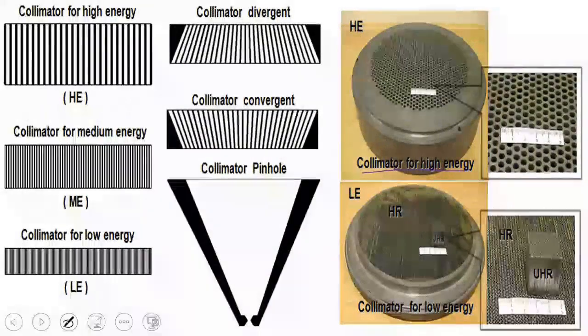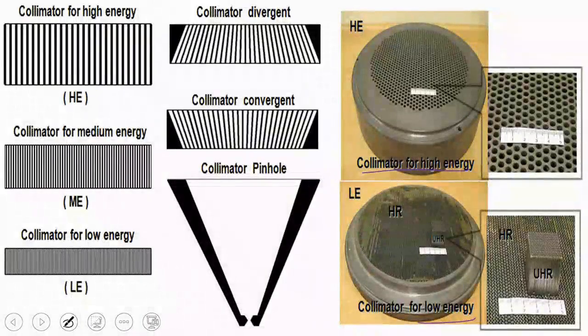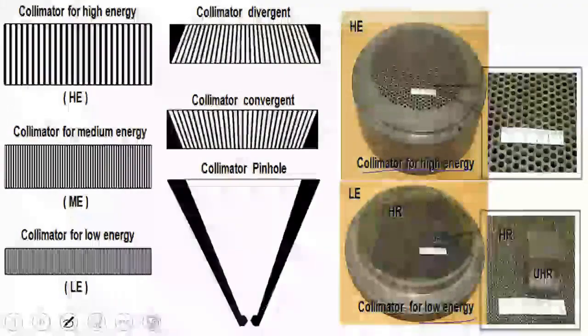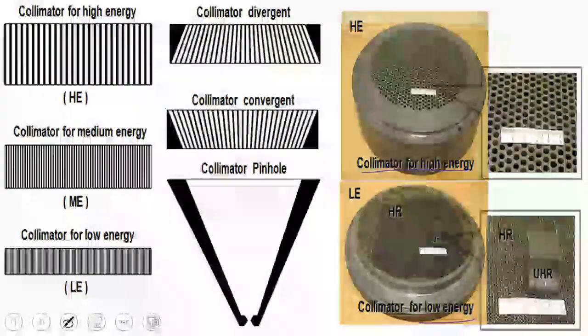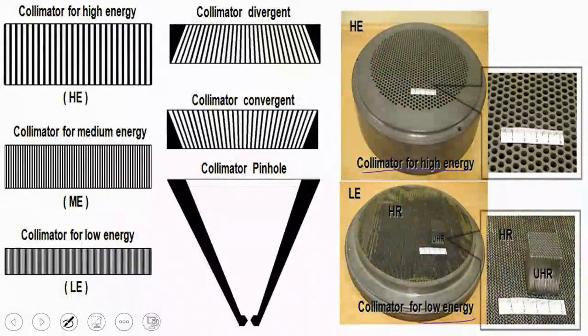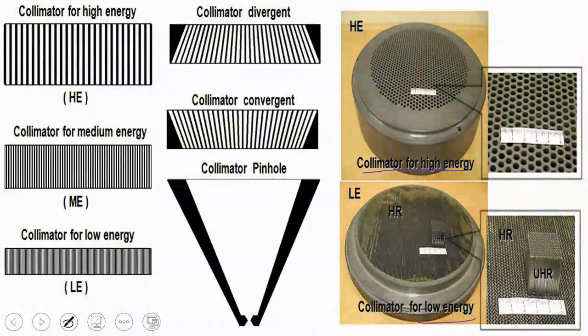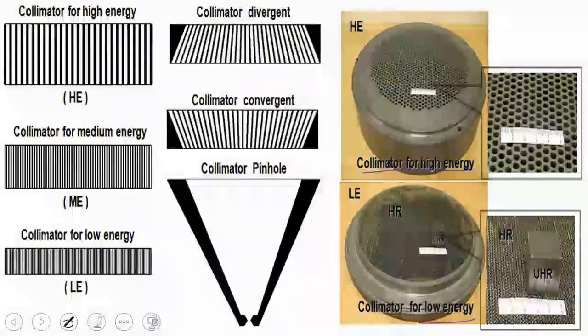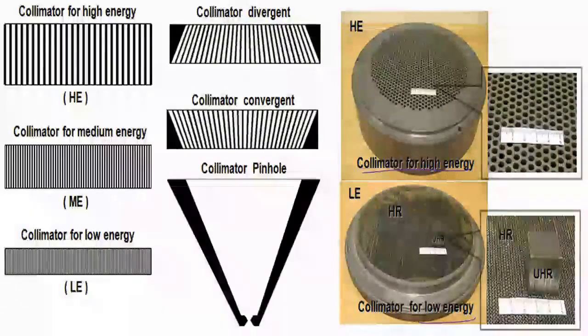Here is the shape of the collimator, or the shape of the holes in high energy. And here is its shape in low energy. There is something called high resolution and something called ultra high resolution. In ultra high resolution, you will find that the holes have a smaller diameter. Ultra high resolution is not commonly used, but most people use low energy high resolution, especially in cardiac cases. Of course, medium energy and high energy collimators are used according to the type.